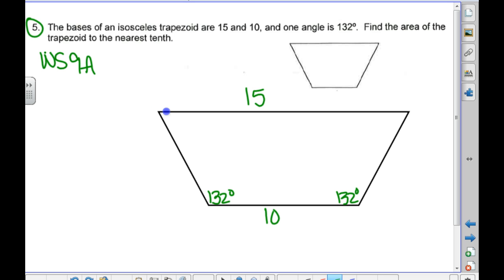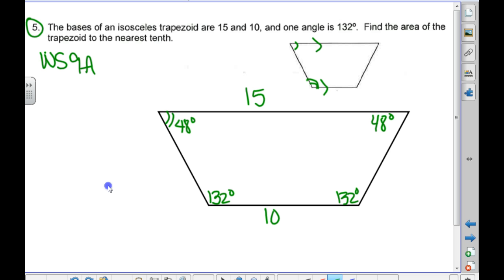And what about these angles then? Anybody know how that goes? If these are parallel, what's the relationship between this angle and this one down here? 180. They are supplementary. Yes, they are supplementary. So does that make us 48 maybe?